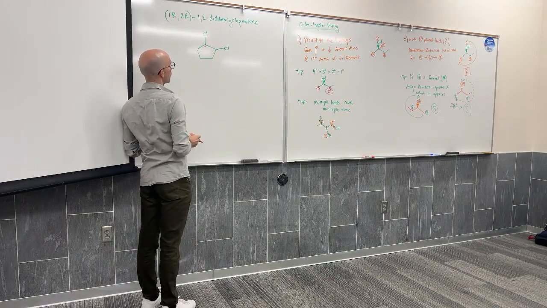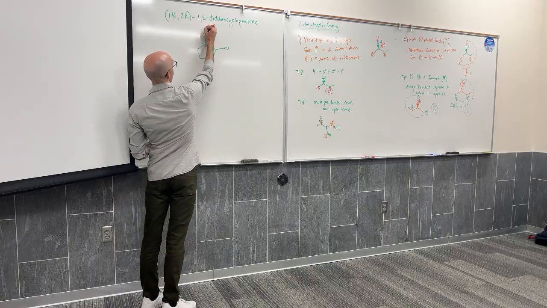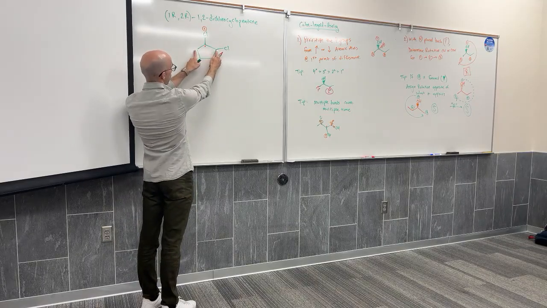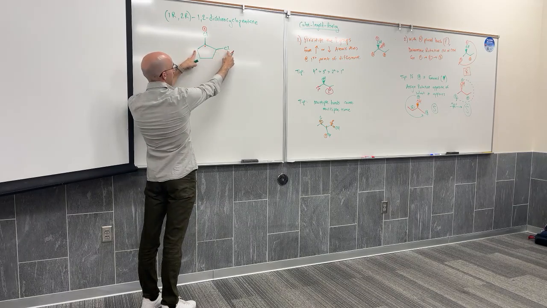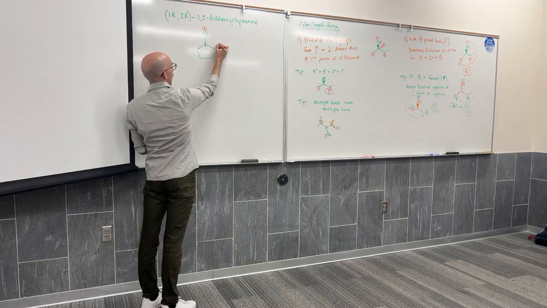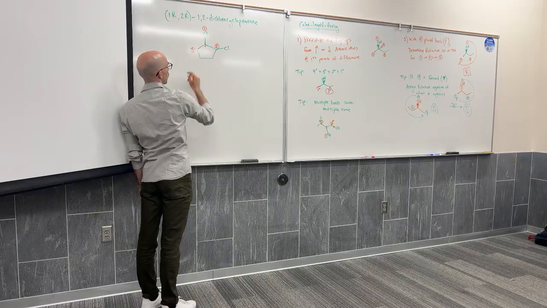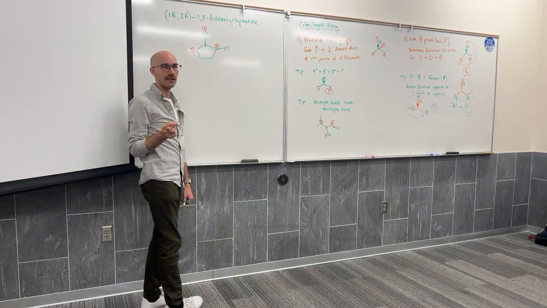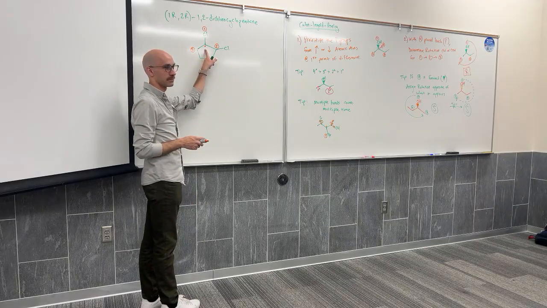So I'm going to focus on this carbon. Its priority groups go 1. Then I look at 2 carbons. I have to look past them. I'm comparing chlorine to carbon. Chlorine wins as the highest priority group, and then this other carbon group. And my last priority is H, the H connected to my chiral carbon.